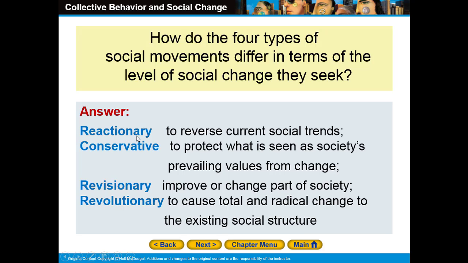The reactionary, its aim or its goal is simply to reverse current social trends. They want to go back in time and stop this social change. The conservative, their aim is to protect what is seen as under societal threat. The revisionary movement, they want to revise a specific item, not the whole. The revolutionary movement is simply to cause total and radical change, often with the usage of violence. The revolutionary and the reactionary often use violence.